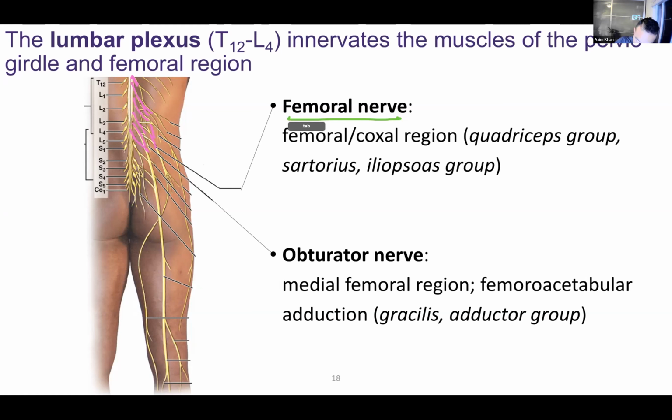The femoral nerve comes anteriorly, anterior femoral region. It comes down and branches in front of the leg. So it's going to innervate your quadriceps, your rectus femoris, vastus medialis, vastus intermedius, vastus lateralis, sartorius, iliacus, psoas major. So for flexion of your femoroacetabular joint, extension of your tibio-patellofemoral joints.